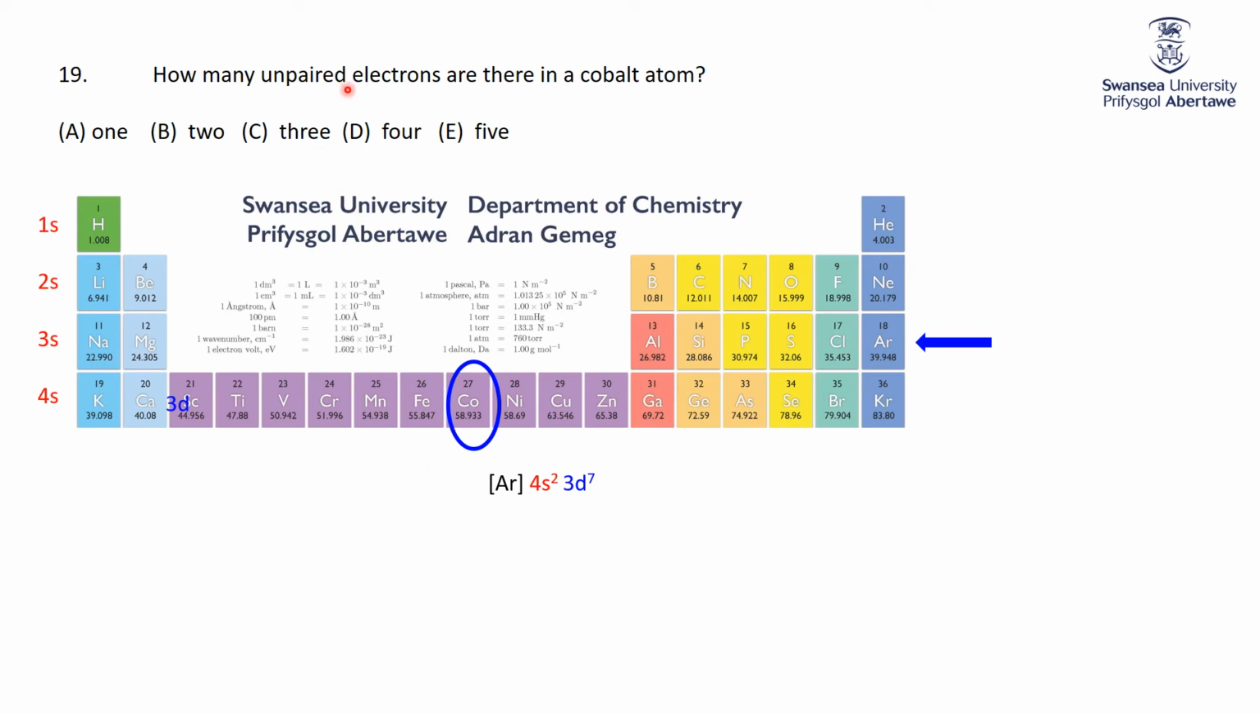It said how many unpaired electrons are there. Well, we don't worry about the 4s2 because those are filled. But now let's think about putting 7 electrons into the 3d subshell. By following Hund's rule, we put them in separately. So d5 has got 1 electron in each of the d orbitals. And then we put the 6th and the 7th paired up just like that. So how many unpaired electrons are there? 1, 2, 3 unpaired electrons.